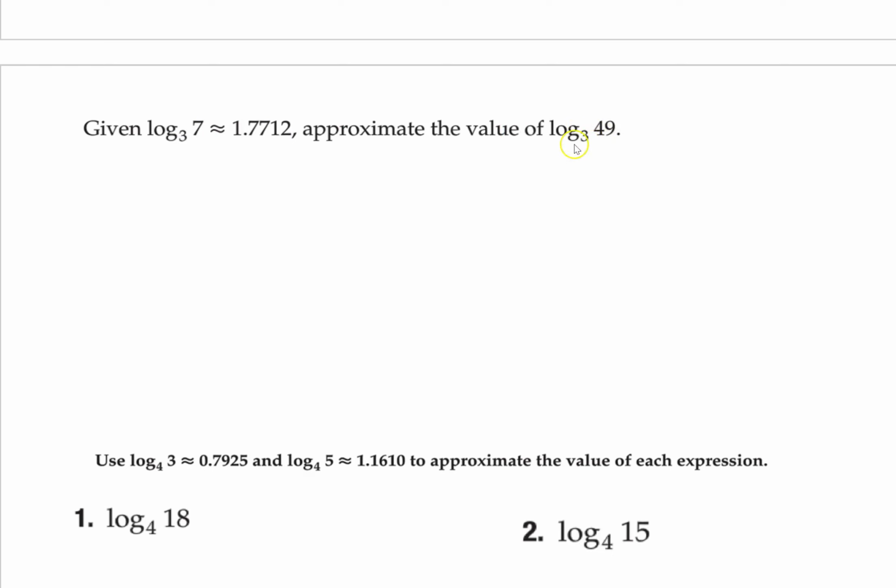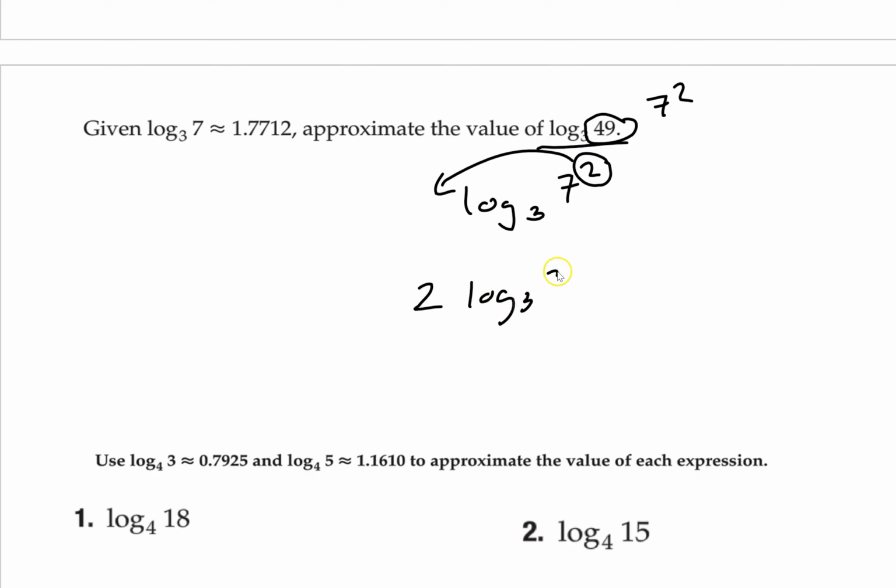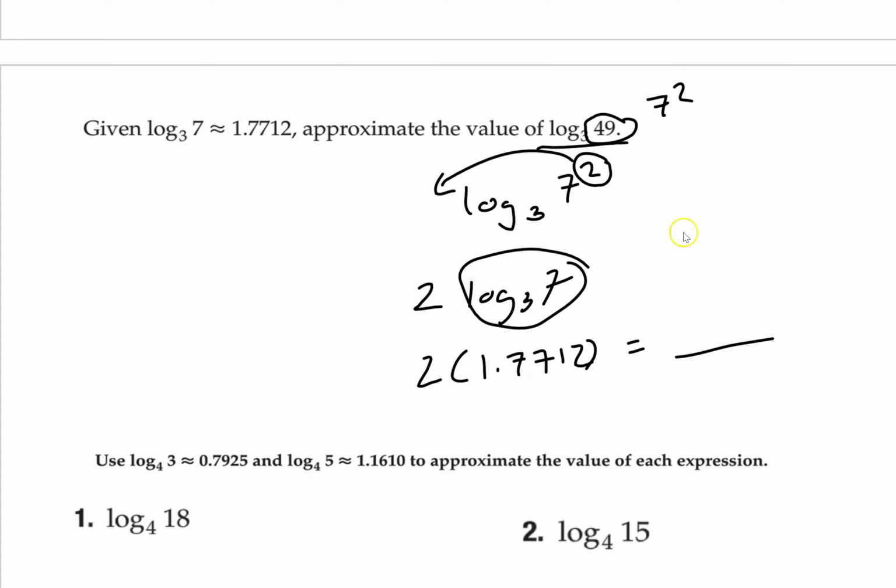So we want to use this to manipulate it to look like this. So first we go, okay, I need a 7 there. Well, 49 is 7 squared. So I could do this: log base 3 of 7 squared. Now before I plug it in, I can't just plug that in, because that's 7 squared, not the whole thing squared. I can move this to the front using my favorite rule. This is going to be 2 log base 3 of 7. And now I know what this is. This is 1.7712. So it's 2 times 1.7712. And voila.